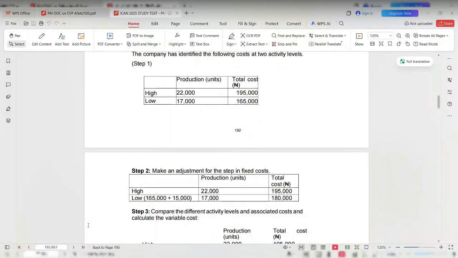What do we have? What did you say, sir? What do we have? 165 minus what? 161 minus 51,000. 165 minus.